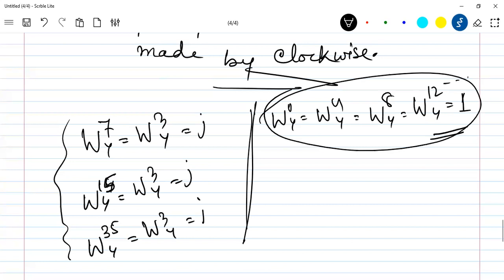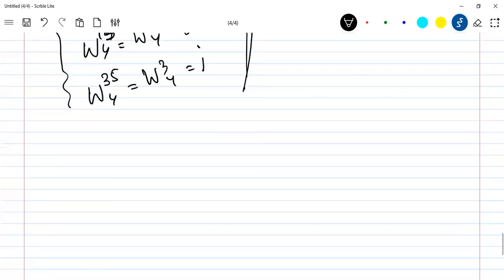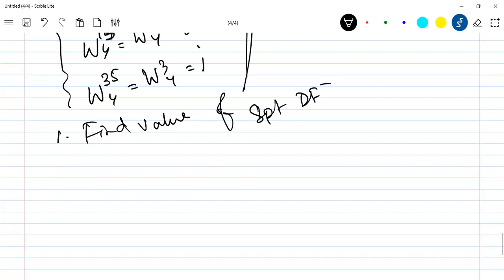So now we just quickly have two questions for you, which I just posted in your classroom. The first question you solve yourself: find the value of the 8-point DFT twiddle factor. And another question, solve it yourself: the 16-point DFT twiddle factor.